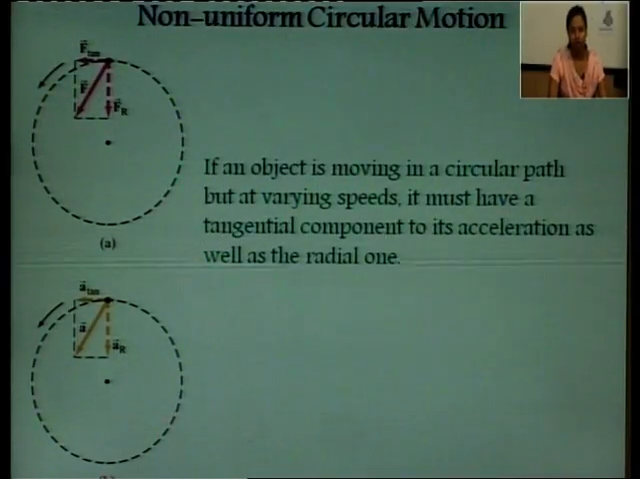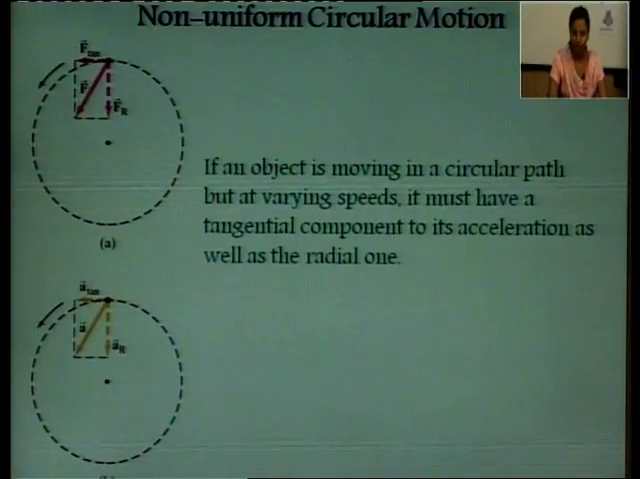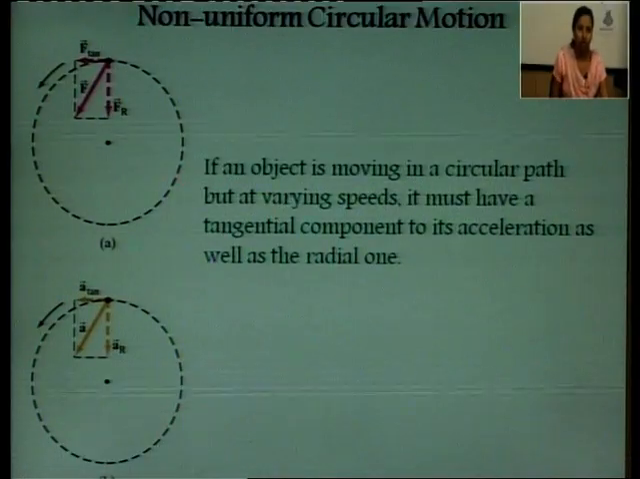Now, we come to non-uniform circular motion. We already discussed uniform circular motion, in which the body is moving with constant speed, but in non-uniform circular motion the body has varying speed, like different speed at different points. So, it has two components. The first one is tangential force and the second one is F_R, the radial force, which we call centripetal force. So, there are two types of force: tangential force and radial force.